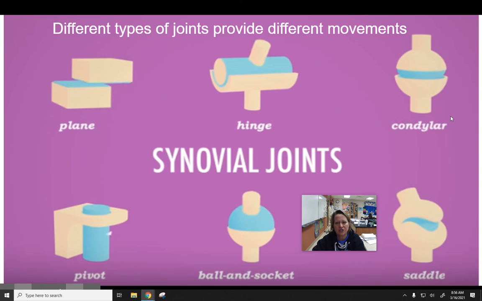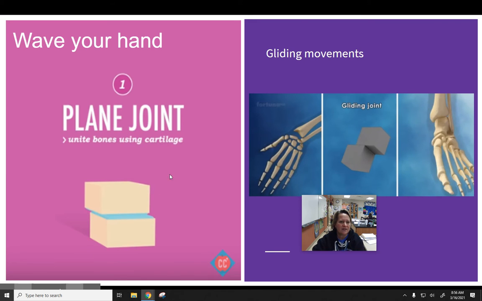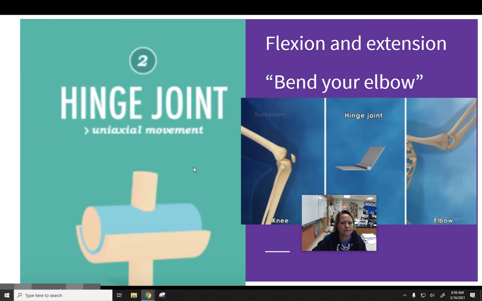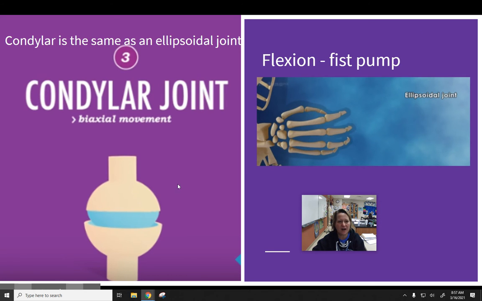So the next thing is looking at the types of joints that provide different movement: plane, hinge, condylar, saddle, ball and socket, and pivot joints. The first one, the plane joint, think about waving your hand. Those bones are gliding against each other. The second one, a hinge joint, is bending at your elbow. Unilateral movement. The third one, another name for it, is the ellipsoidal joint. This is flexion, like doing a fist pump. That would be axial movement, so going both ways.